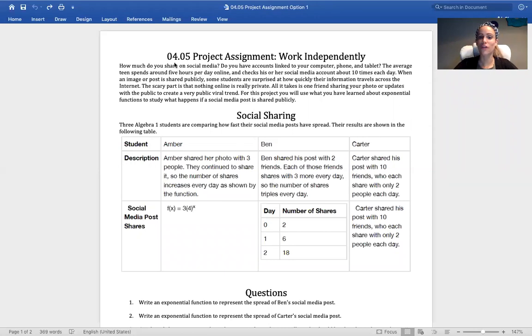So the 04.05 project assignment. This is the work independently one, so the one that a majority of you are going to be doing since it is difficult to collaborate right now.